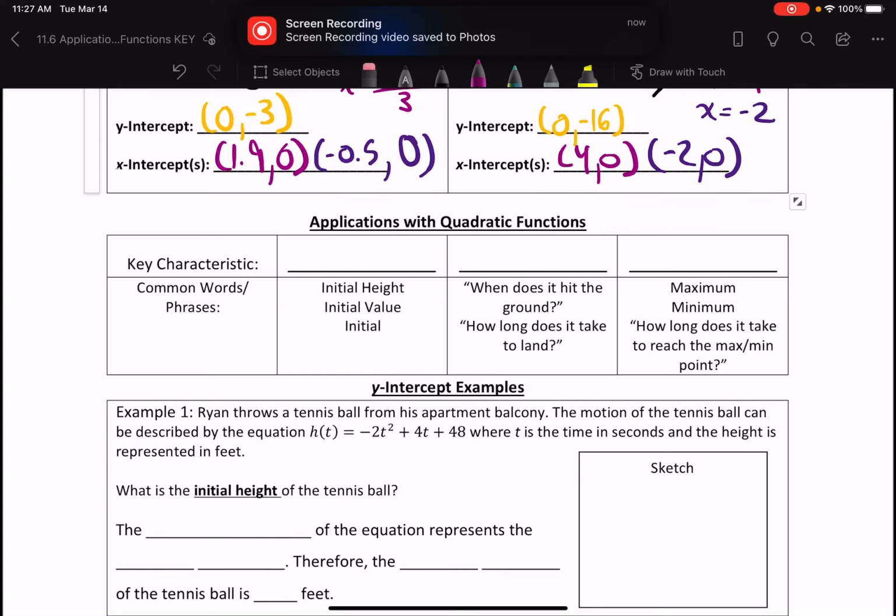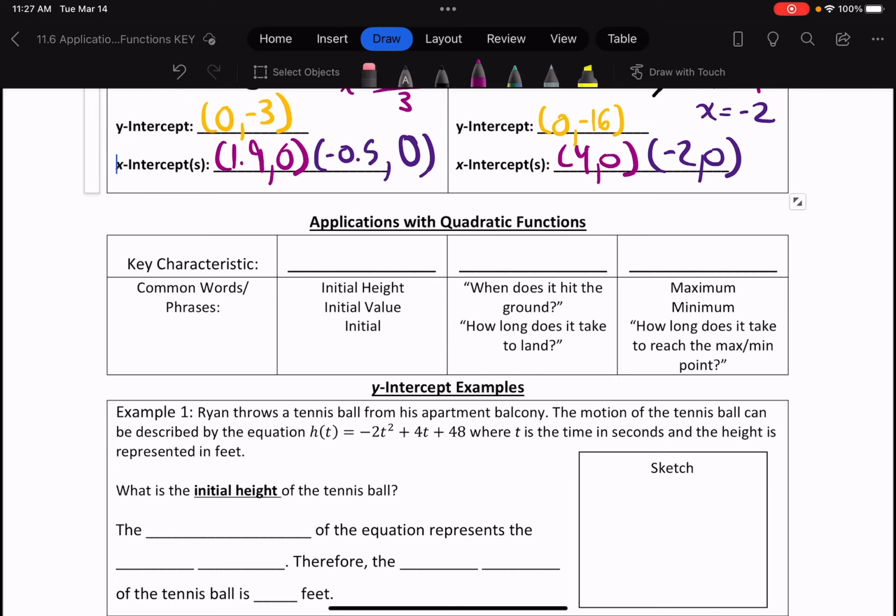Alright, guys, so let's get into applications with quadratic functions. We now know how to solve quadratic functions. We've got a few different ways: we can use the quadratic formula, we can solve by factoring, and we can solve using the square root method. But we've got to know the why behind it. We know how to find those key characteristics of a vertex, y-intercept, and x-intercepts, but let's learn how to utilize those in everyday life.